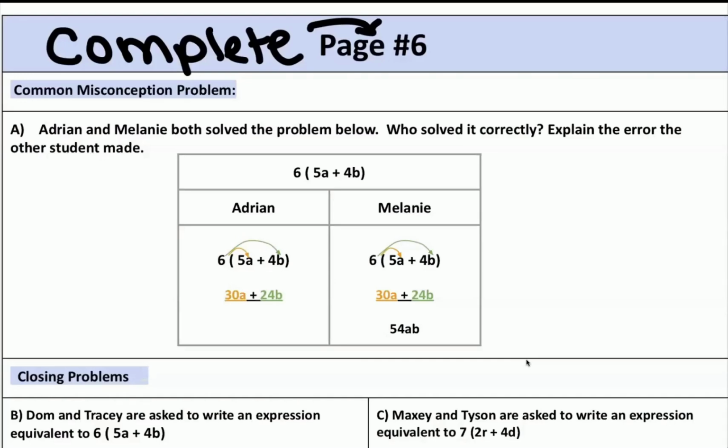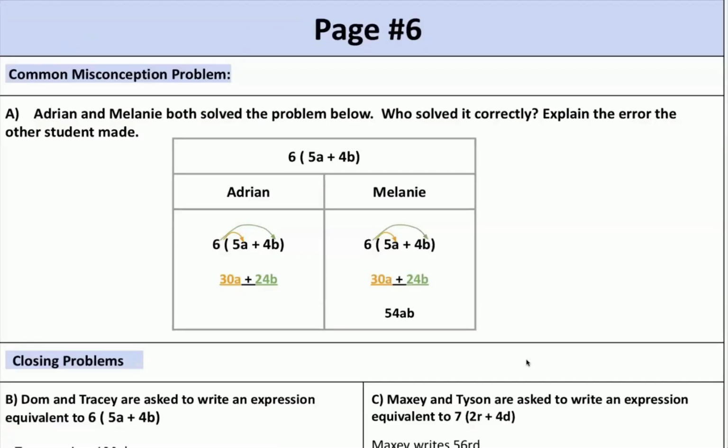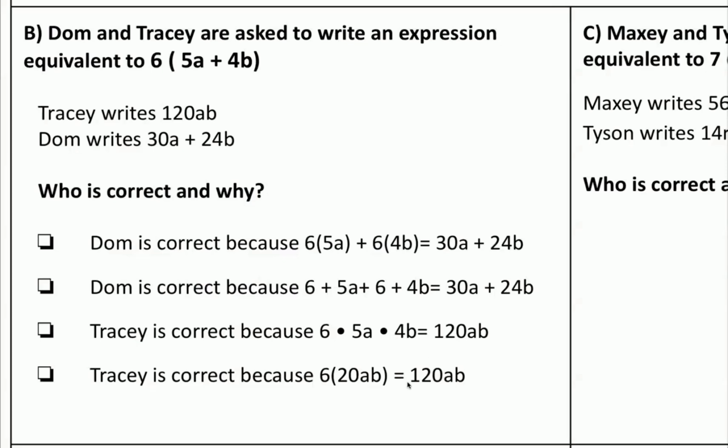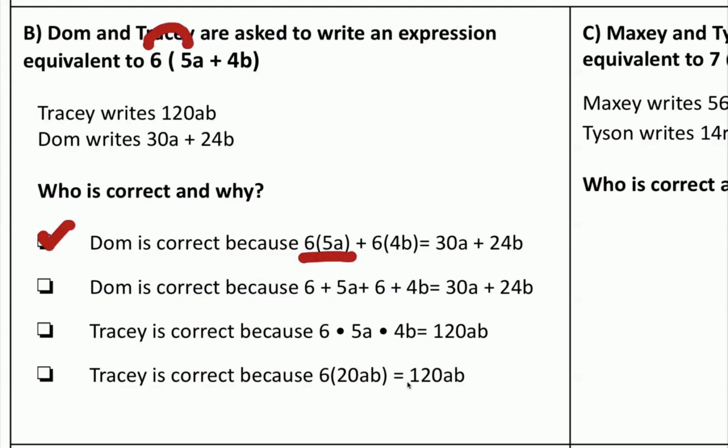Complete all of page 6, then come back to the video. This video won't go over all of these problems, but we will go over closing problem B. Tom and Tracy are asked to write an expression equivalent to 6 times 5A plus 4B. Who is correct and why? The correct answer here is Tom is correct because 6 times 5A, remember that's what we'd multiply first, plus 6 times 4B, remember parentheses means multiply, equals 6 times 5A is 30A, plus 6 times 4B is 24B.